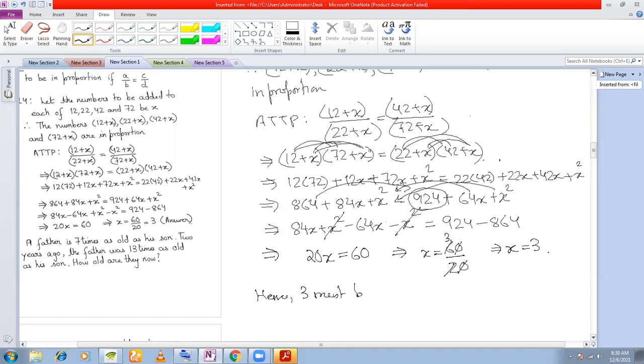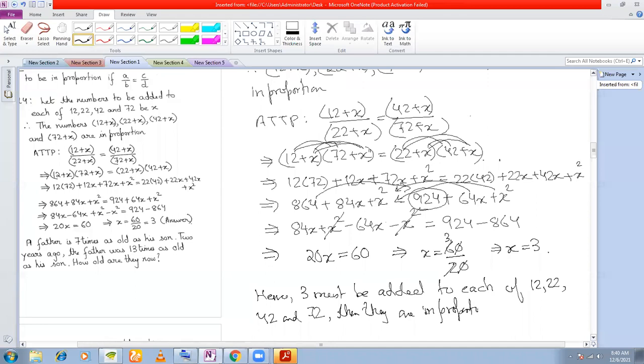Sir, how? If we add 3 to each of 12, 22, 42 and 72, then they are in proportion. Check. Will they be in proportion or not? Yes, sir, they will be. So the least number that must be added is 3.